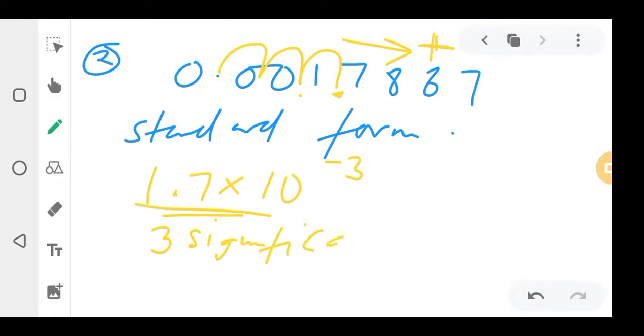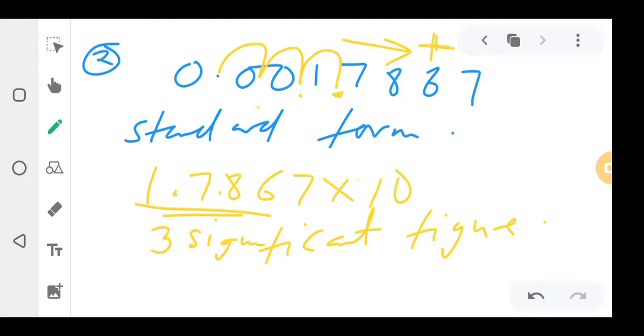For example, if they told you to write in standard form and then to 3 significant figures, how do you write it? Sorry, I made a mistake here, we didn't finish. This is 1.7867. Write the number completely, times 10 to the power negative 3. Then you write that same answer, you bring it down here, 1.79.